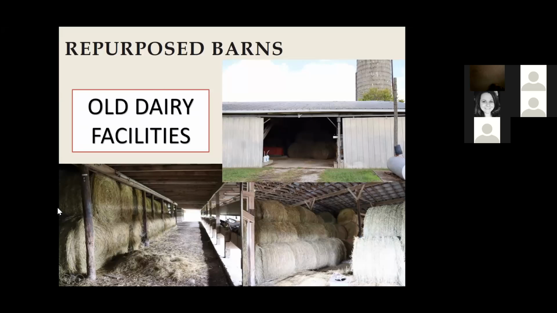So there are several ways that you can store hay, and these next couple slides are just examples. So this first one is a repurposed dairy facility. This is in Robertson County. It was the largest dairy in the county at one point, and whenever the farmers quit milking, they sold this. And as you can see, the new owners have turned it into hay storage facilities.